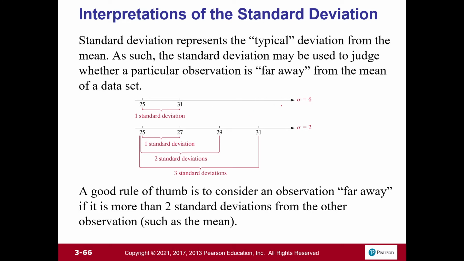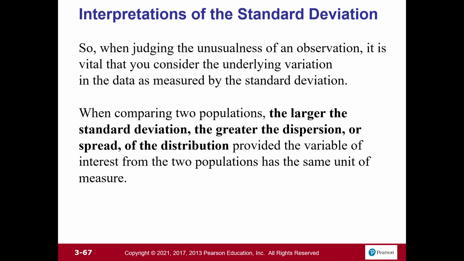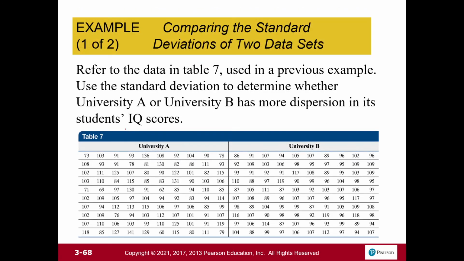So in this case, if the standard deviation is 6, then from 25, if 25 is the mean, the next number will be 31. That's one standard deviation away. Pretty interesting stuff. We'll get into that a little bit more as the class goes on.